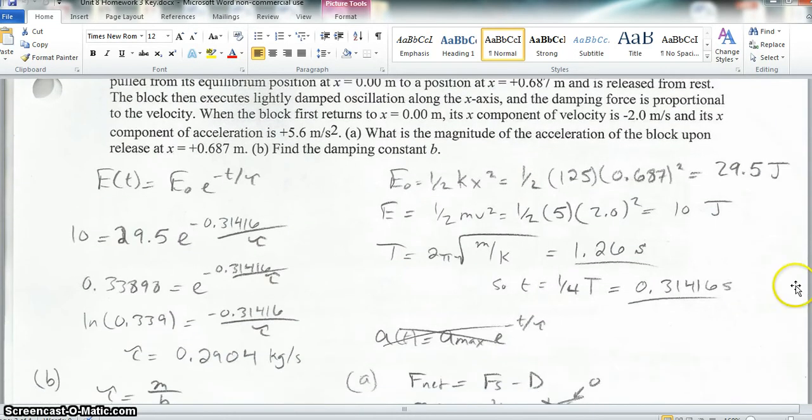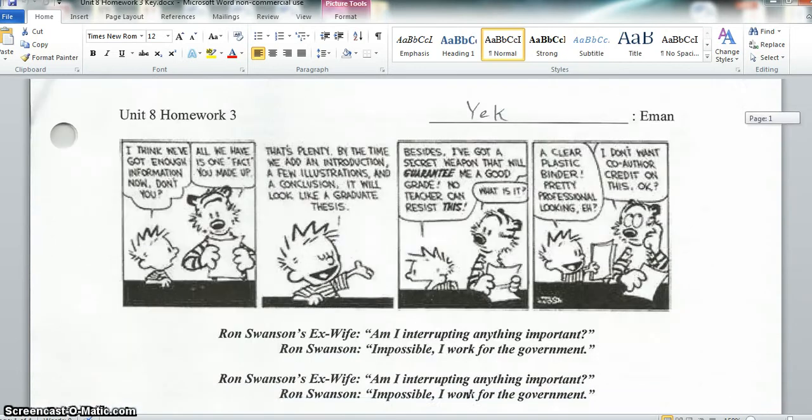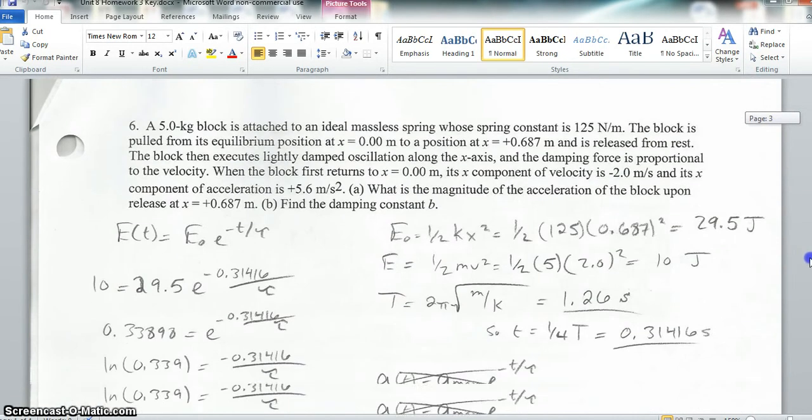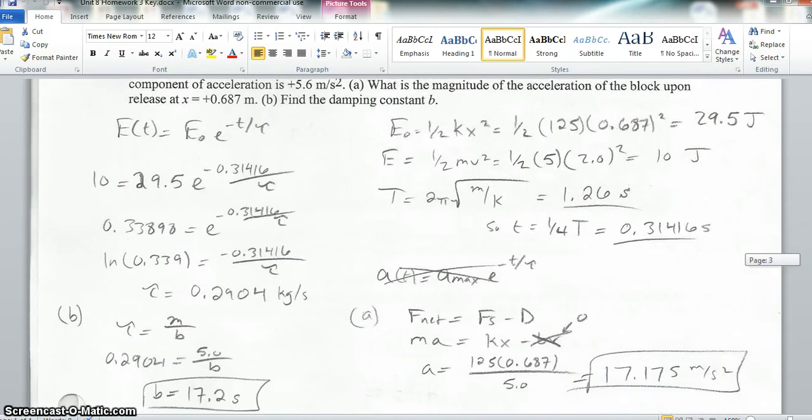Which brings us then to question 6, which is probably, in my opinion, one of the tougher questions on here. Sorry, I zoomed that out so we could see a little bit more here. And I'll get to this then in just a second. But right, so this is probably one of the trickier questions in this homework.